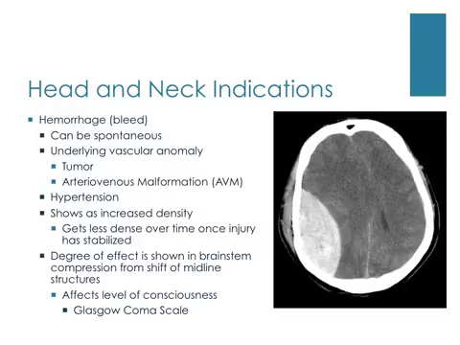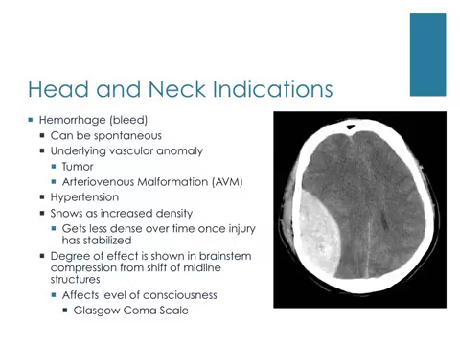A hemorrhage, also known as a bleed, can be spontaneous, either because of an underlying vascular anomaly, such as a tumor or arteriovenous malformation, abbreviated AVM, or even because the patient's hypertension has weakened the walls of the capillary vessels and caused the bleed. Extravasated blood shows as increased density, so this will show as white. And you can see on the picture right here that the bleed is on the right side of the brain, and it shows as a high density area.